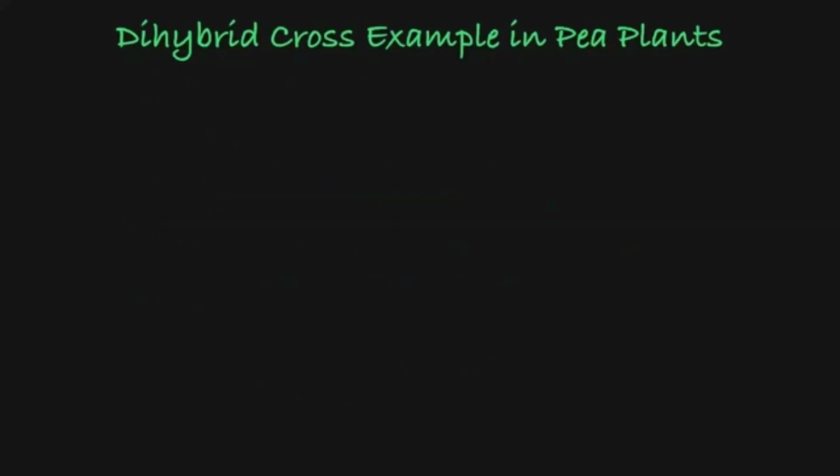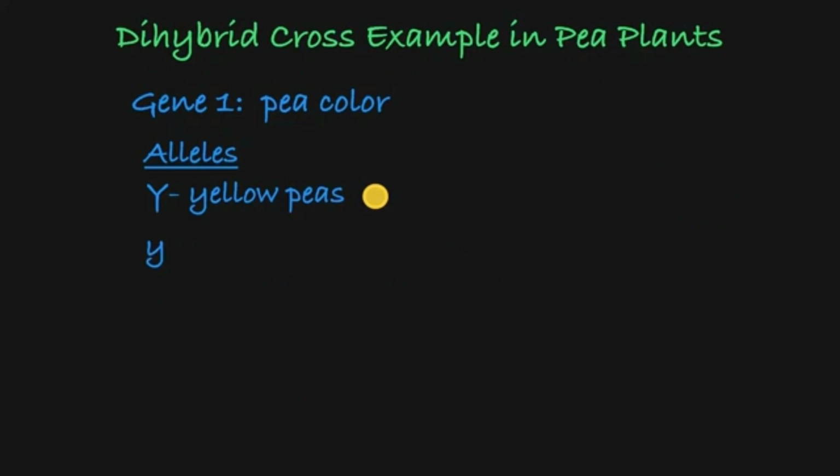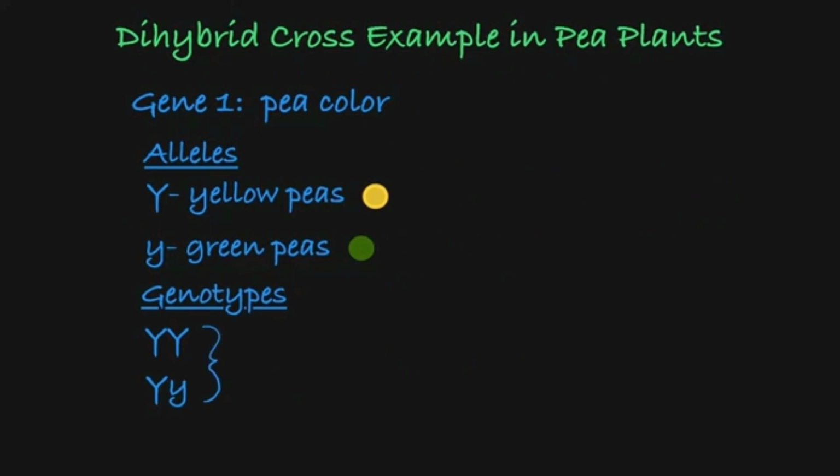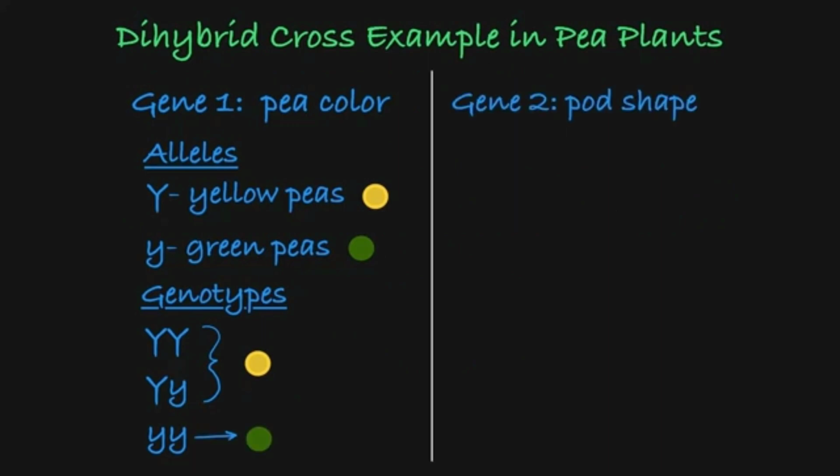Let's take a look at a classic Mendelian example in pea plants. The first gene we will look at confers pea color. This gene has two alleles, a dominant allele that results in yellow pea color and a recessive allele that results in green pea color. So the homozygous dominant and heterozygous genotypes result in yellow peas, and the homozygous recessive genotype results in green peas. The second gene we look at confers pod shape.